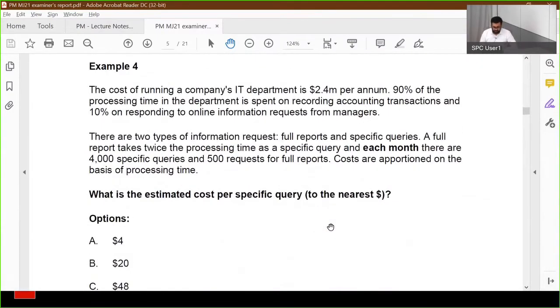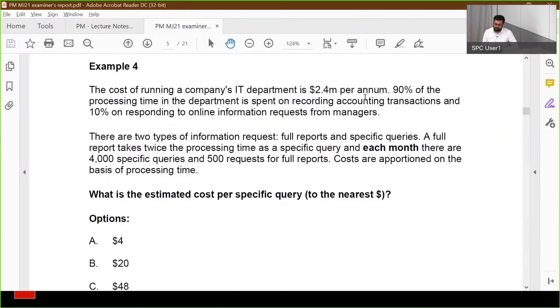Let's come to example number 4. This is a kind of one-off question which tests the basics of costing, and as such, concept is not required to answer this question. We only need to be careful while dealing with the numbers given. So read it very carefully and use your common sense. The cost of running a company's IT department is $2.4 million per year. That's important: this cost is given to us annually.